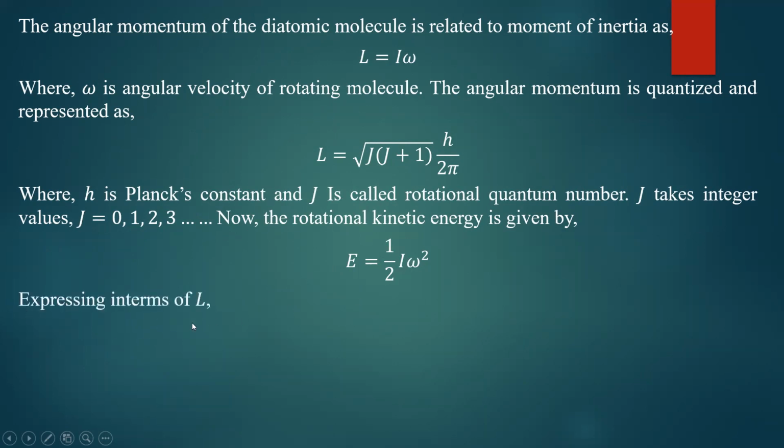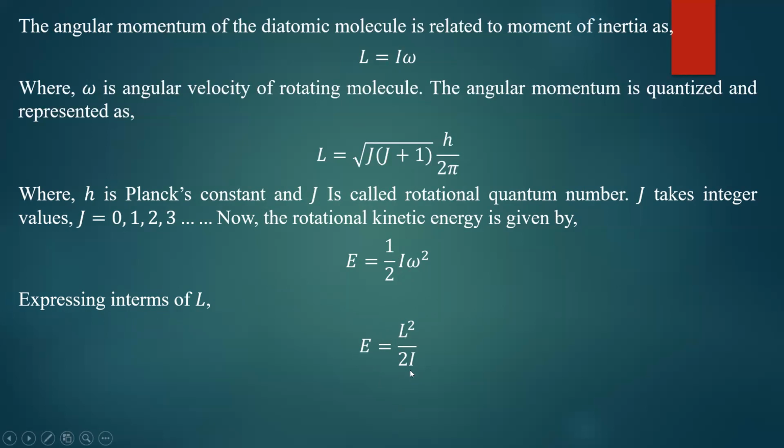Now express this particular expression in terms of angular momentum. We know that L equal to I omega, therefore omega equal to L by I. We can write E equal to L square by 2I. Substitute for I omega, that's all. So basically, we can express energy in terms of angular momentum L. So you'll get E is equal to L square by 2I.